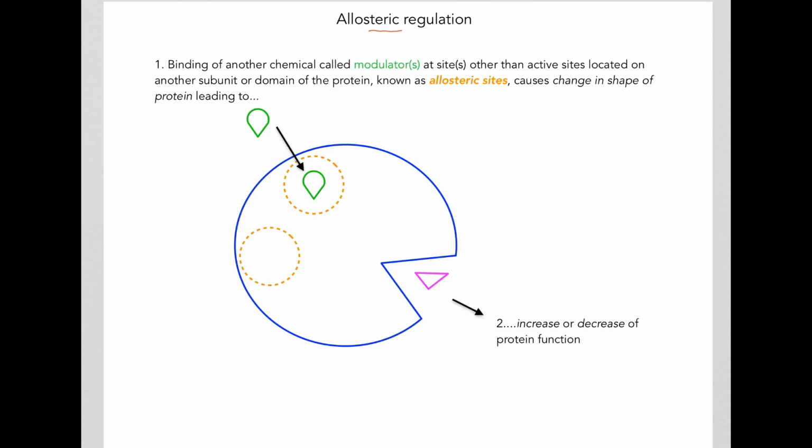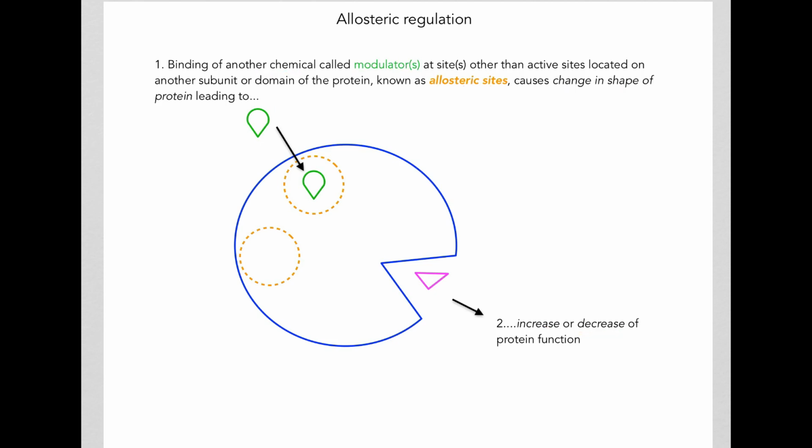So in allosteric regulation, the binding of another chemical that we call a modulator at the allosteric sites will cause a change in the shape of the protein. So when this modulator binds to the allosteric site, the protein shape will change, and that change in the shape of the protein could either increase the protein function or it could decrease the protein function.